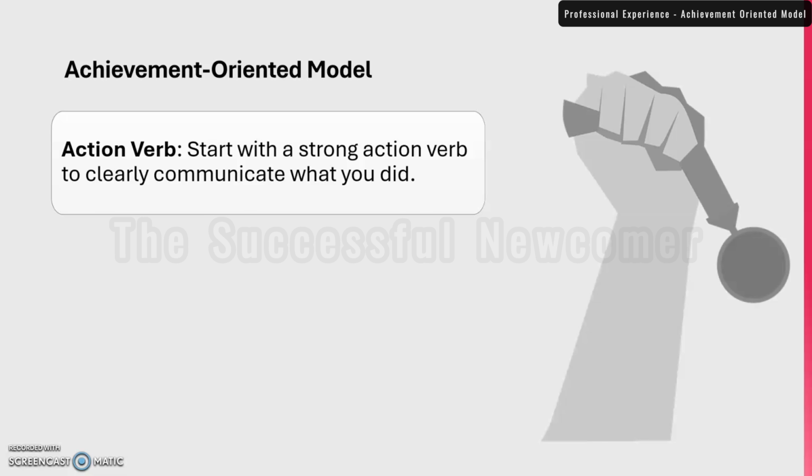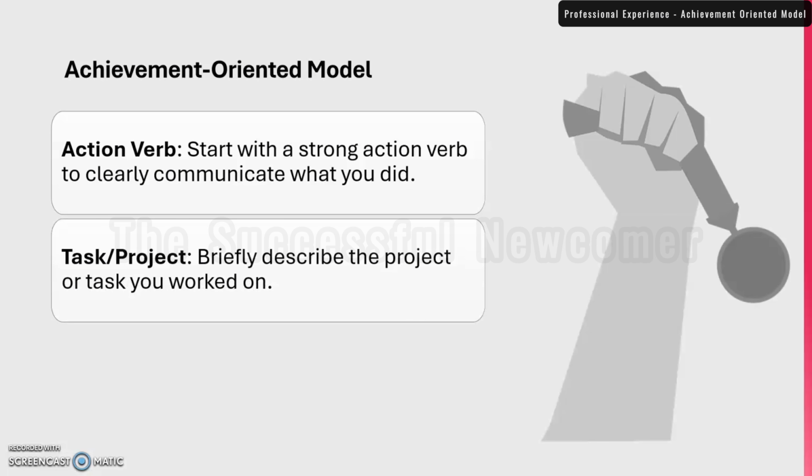Remember in the video on the professional experience section, we said try to stay away from verbs that make you sound a bit dormant or just like any other team member. Things like participated in, helped with. Maybe I would even say supported with, maybe stay away from that also. So try to start with a strong action verb that clearly communicates what you did in the project. The next part of it is the task or the project.